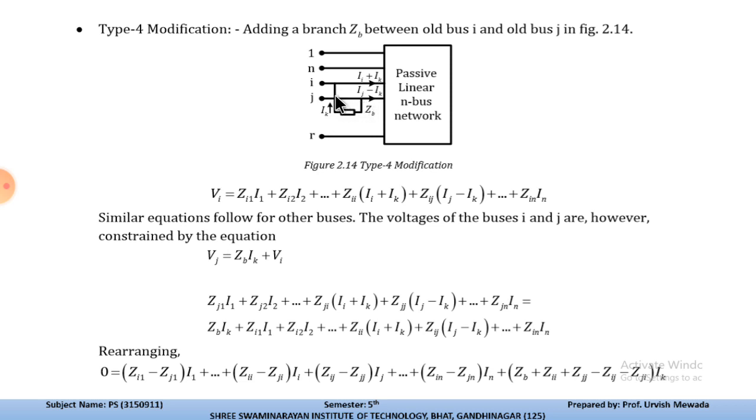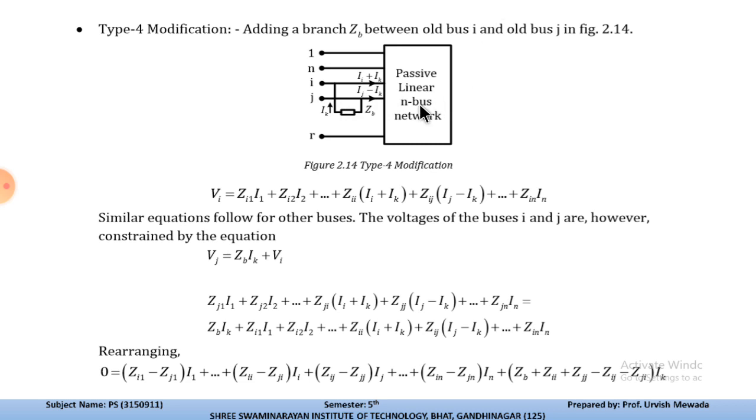And over here you can see the current coming from the opposite side of this link, the link through which the current is transferring. So the current of this j will be Ij minus ik.